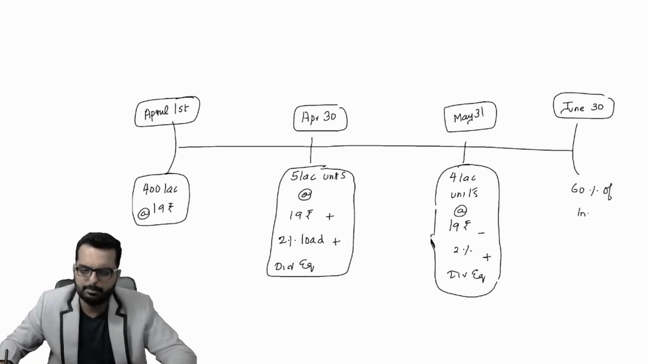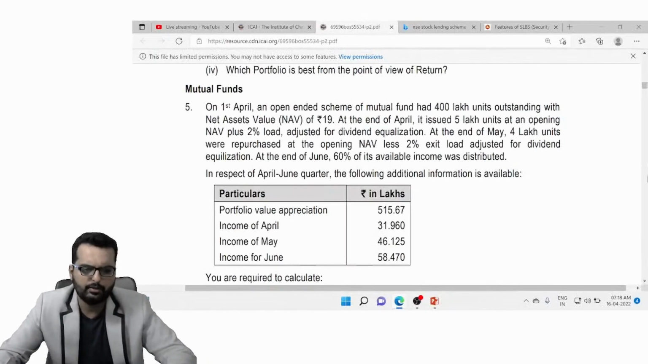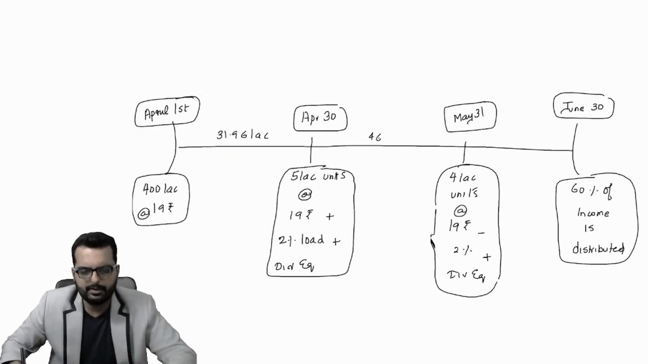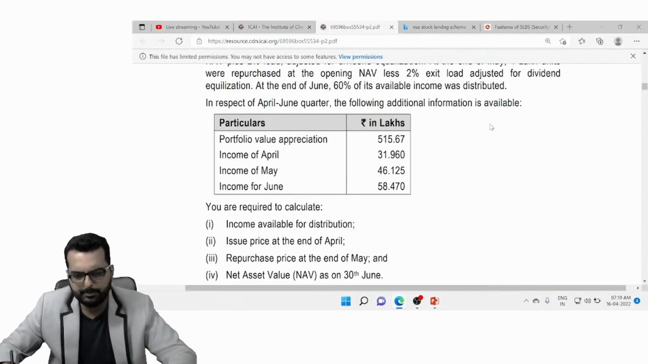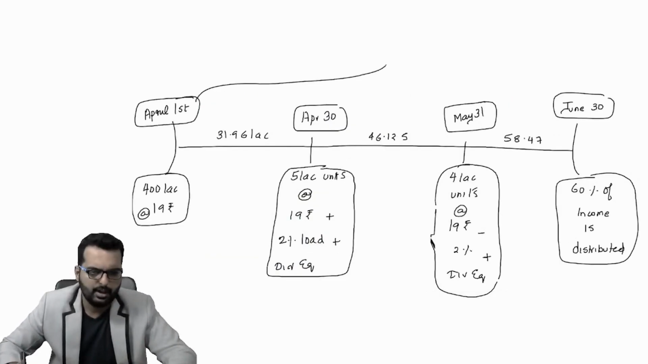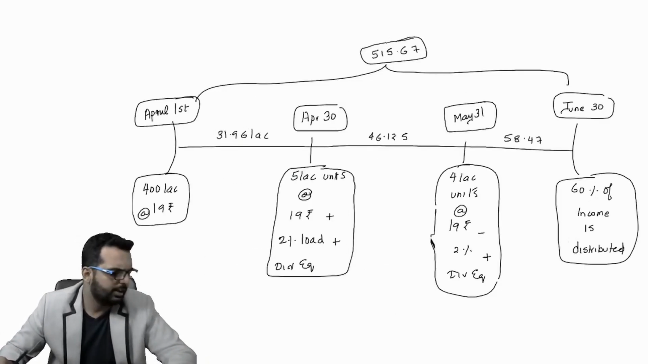60% of the income is distributed. All right. Now they have told that income for April is going to be 31 lakh 96,000, 46 lakh 12,500, 58 lakh 47, and for the entire period there is a portfolio appreciation of 515 lakh 67,000. Can you draw this chart in your books now?